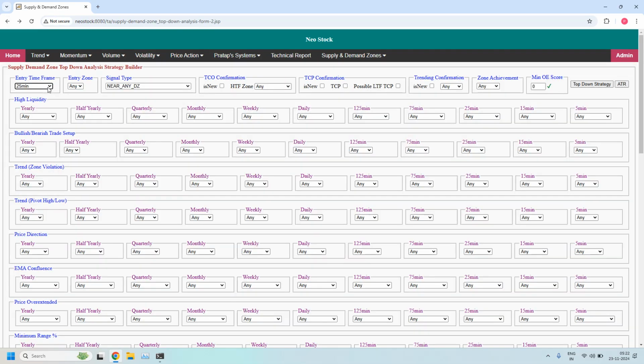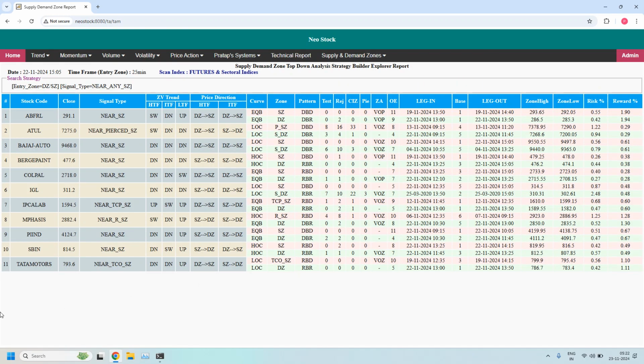Next 25 minutes time frame. Stocks near 25 minutes supply zone. We got 11 stocks.